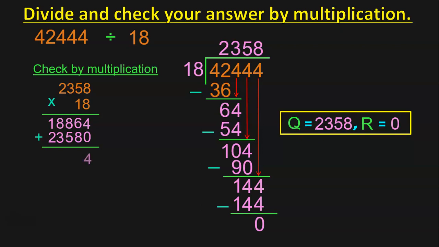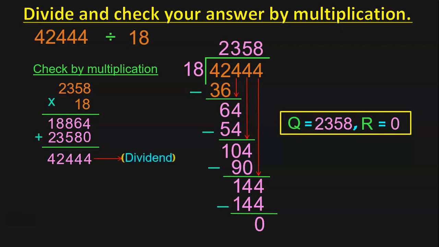4 plus 0 is 4. 6 plus 8 is 14. 4 carry over 1. 8 plus 5 is 13, 13 plus 1 is 14, 4 carry over 1. 8 plus 3 is 11, 11 plus 1 is 12, 2 carry over 1. 2 plus 1 is 3, 3 plus 1 is 4. So you get the answer to be 42,444. What is the next step?